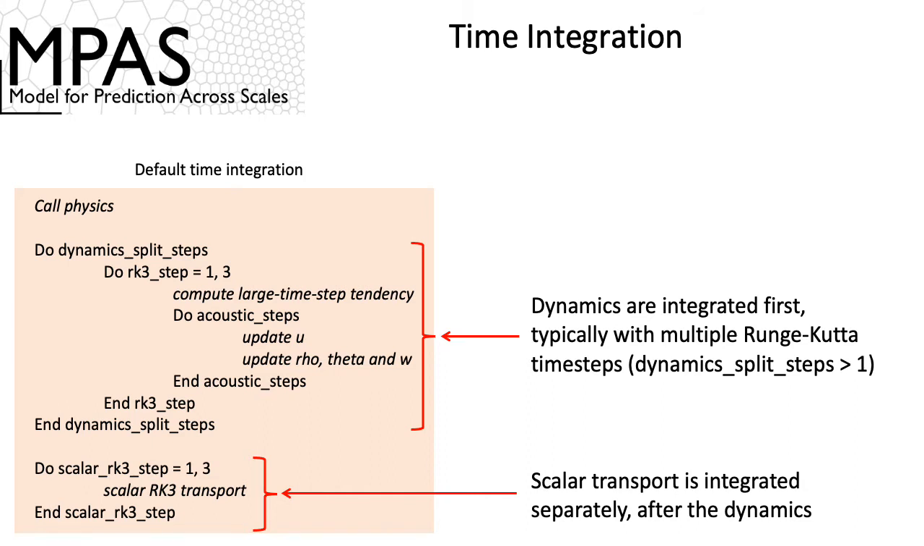That's followed by an integration of the scalar variables down below here, such as the moisture species, water vapor, rainwater, cloud water, chemical species, aerosols, anything else that needs to be transported by the model is transported in this lower loop down here.